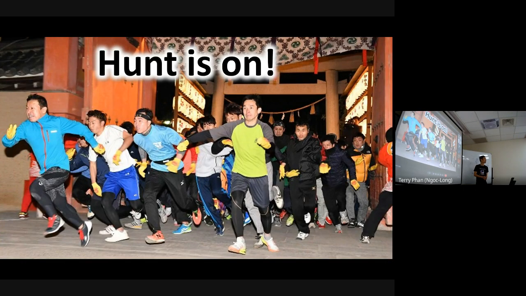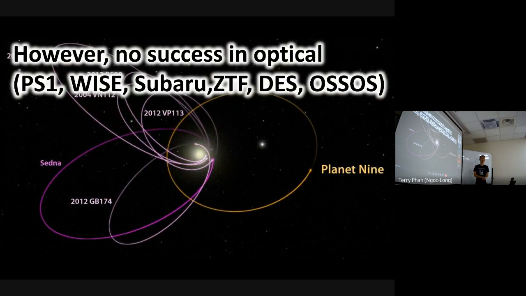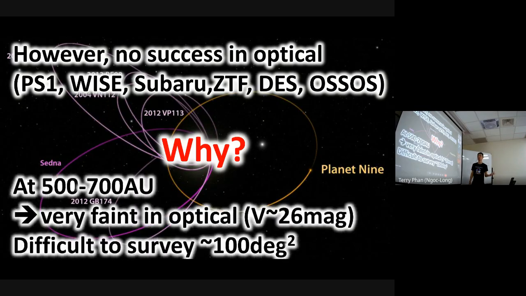A lot of people in this field are looking for planet 9. However, it was not successful so far. A lot of telescopes, such as Subaru, and also a lot of optical surveys, didn't find any planet 9. Why? Because it's faint. At several hundred AU, the optical magnitude is 26, and the positional uncertainty is 100 square degrees. So even with the large telescopes nowadays, it's very difficult to survey 26 magnitude over that kind of very large area of the sky. This is very difficult.